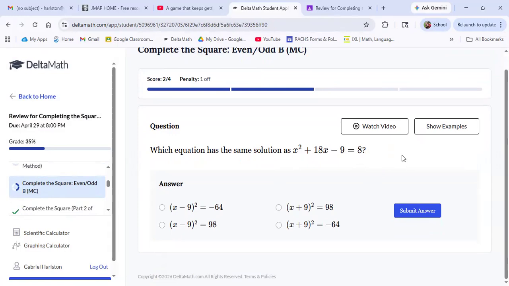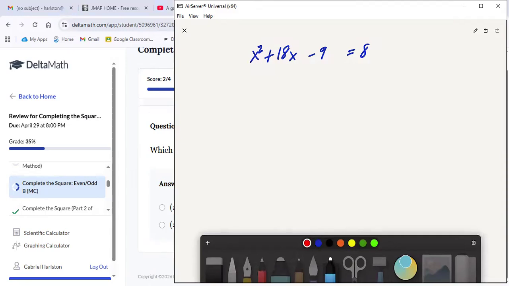Let me write this down: x squared plus 18x minus 9 equals 8. They want us to get this into the form of a square equals a constant, so the intermediate step again, just like we just did. First thing you need to do is move that negative 9 to the other side, so you're going to add 9. This is going to be 17. I can get rid of this because they cancel out.